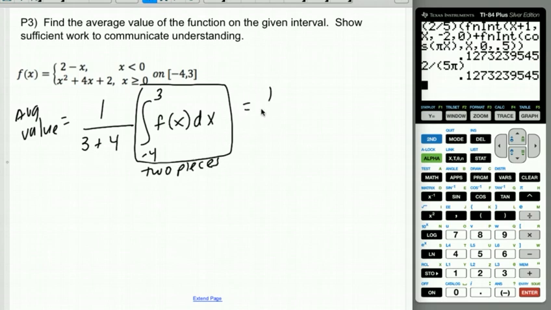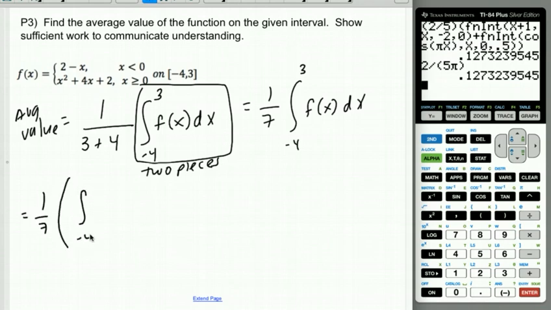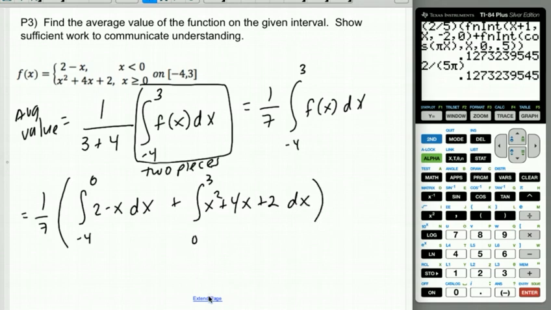So again, I have this 1/7 in front of this thing that I know is going to be 2 pieces. So my answer is I keep that 1/7 in front of everything, right? And then I'm going to have an integral from negative 4 to 0 of 2 minus x with respect to x, plus the integral from 0 to 3 of x squared plus 4x plus 2 with respect to x, right? And then I'm just going to have to do the antiderivative for both of those.